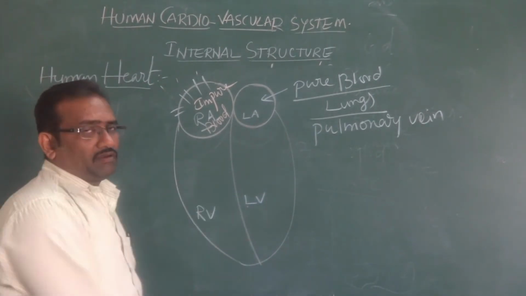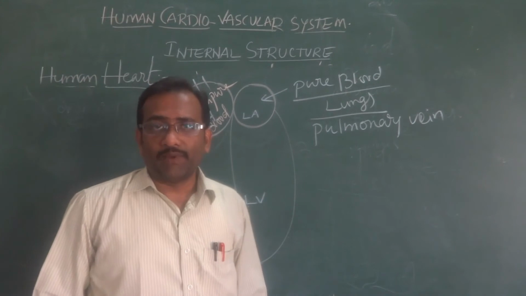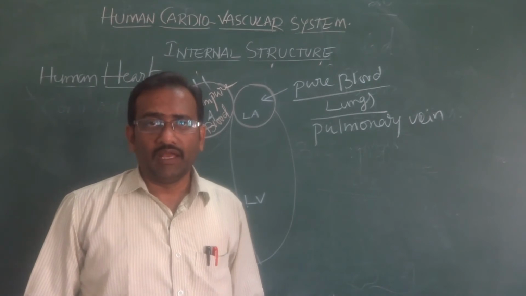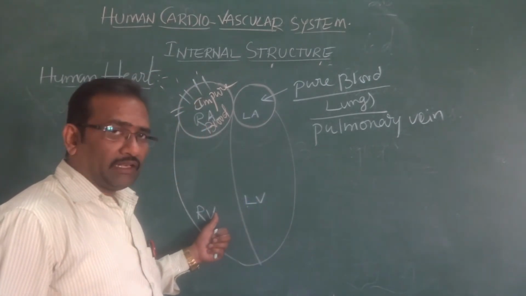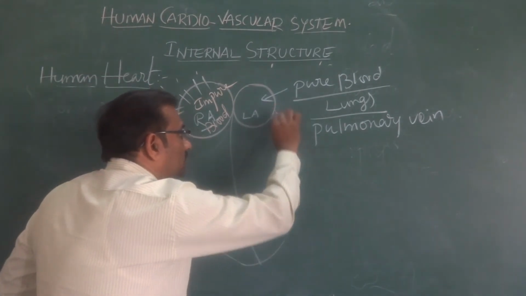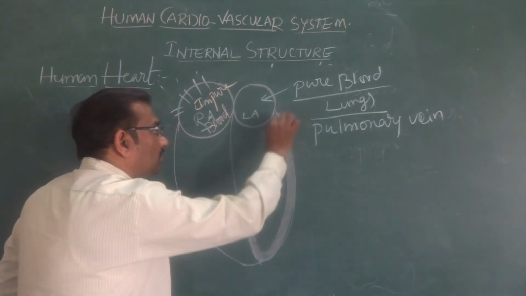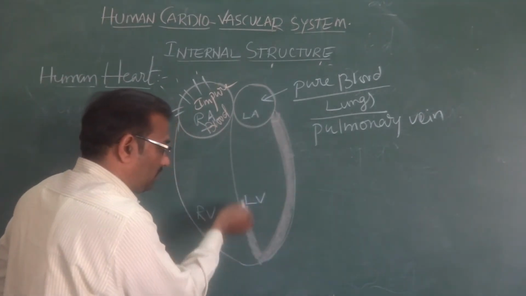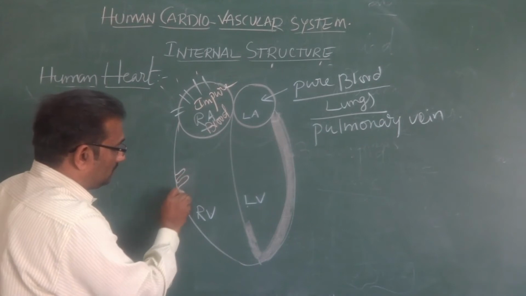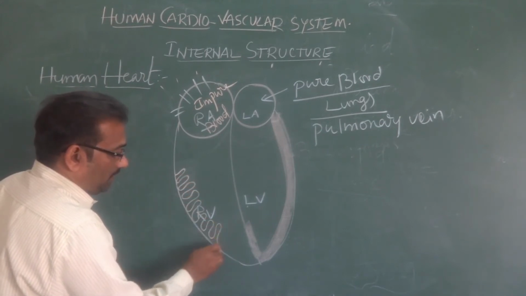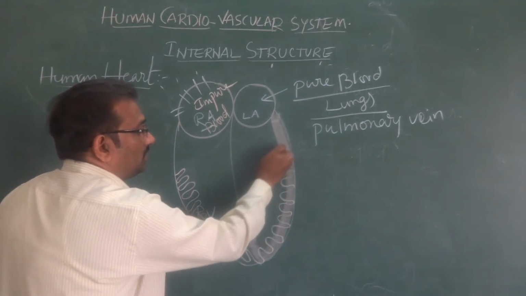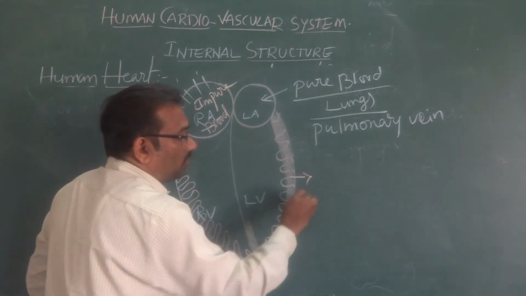Ventricles are blood supplying chambers. They supply the blood to the different parts of our body. Compared to the right ventricle, left ventricle walls are somewhat thicker. They are very much thicker compared to the right ventricle. And the inner wall of the ventricles shows ridge-like structures. These are called columnae corneae.